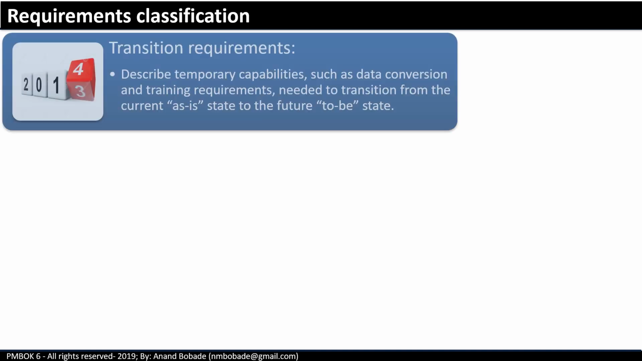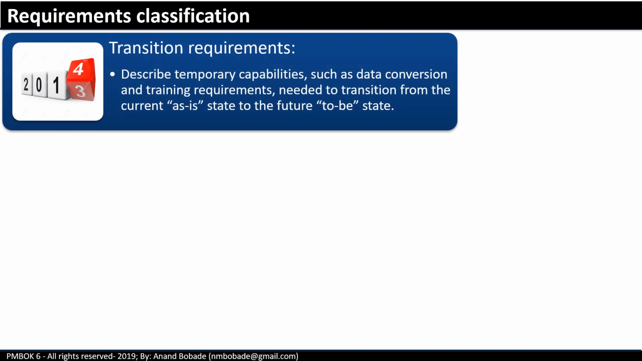Transition requirements. It describes temporary capabilities such as data conversion and training requirement needed to transition from the current as-is state to the future to-be state. For example, in a software project, if project is replacing old legacy system, then there will be a requirement of migrating data from old system to the new system.